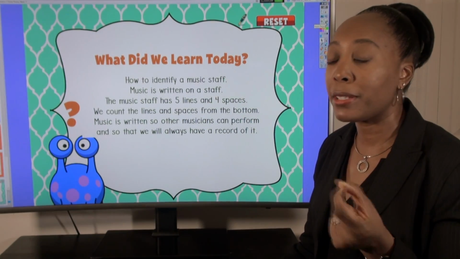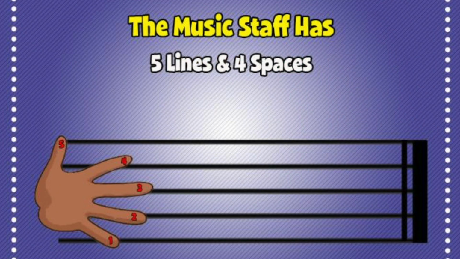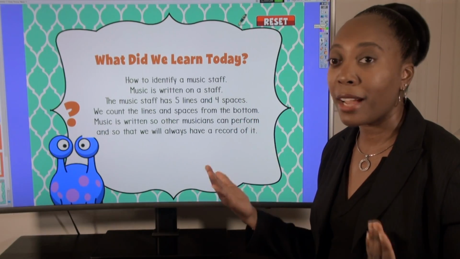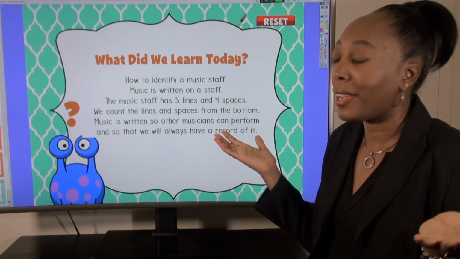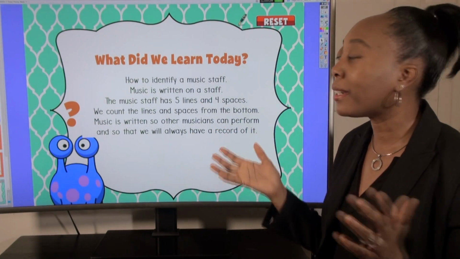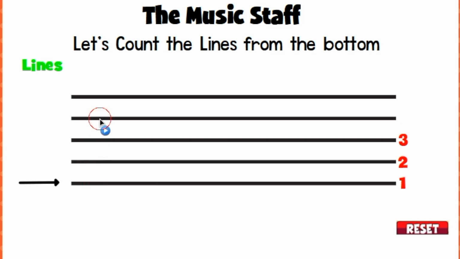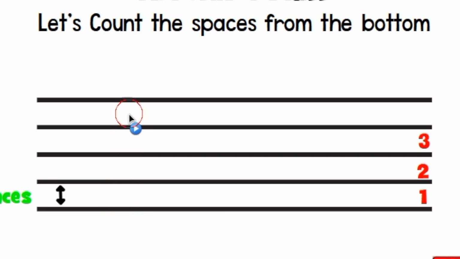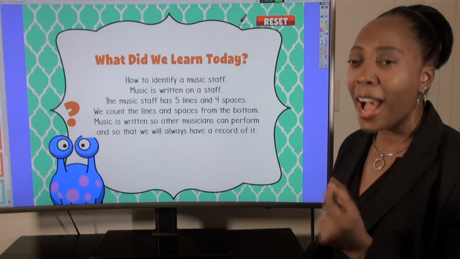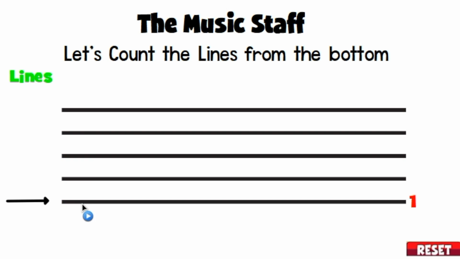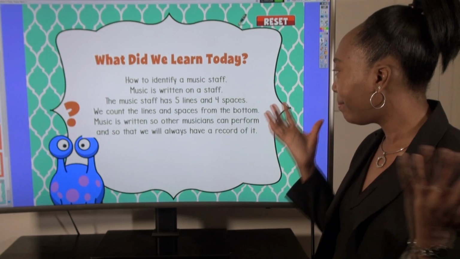Well, you know, because you have those lines and spaces, and you know that that is how music is written. You have to have that staff, otherwise you can't read it, just like a storybook. And how many lines and spaces? Oh, that's right, 5 lines, 4 spaces. Good job. And how do we count? Oh, that's right, we count from the bottom to the top. Start at the bottom and work your way up.